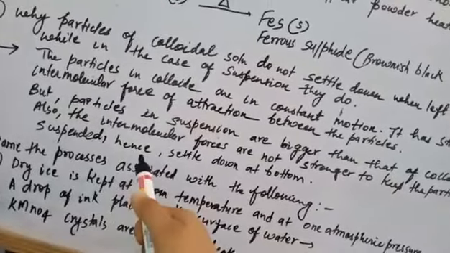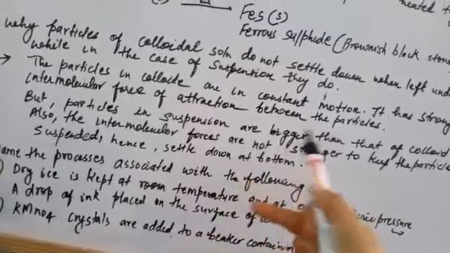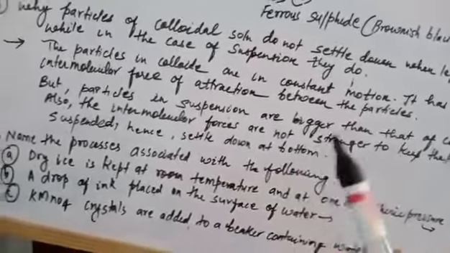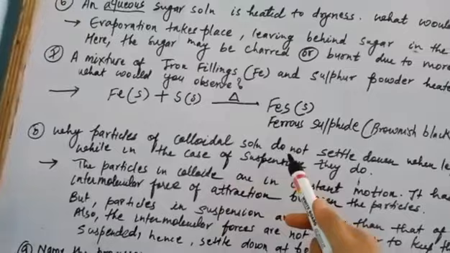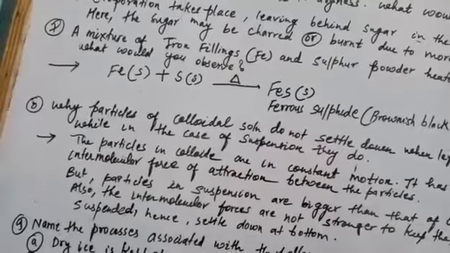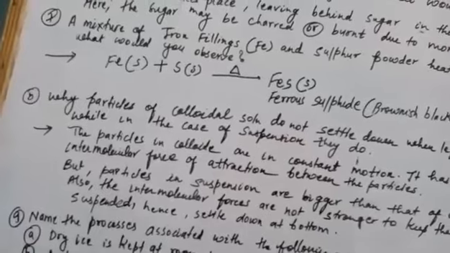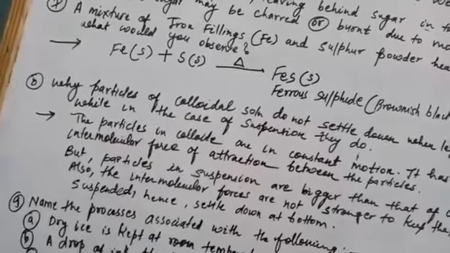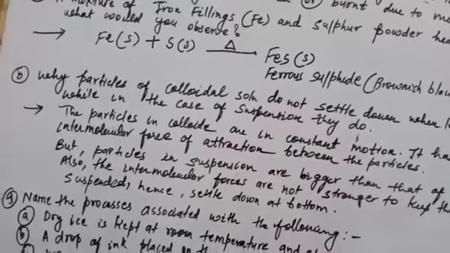So what happens here is, because the intermolecular forces between the suspended particles are not strong, they just settle down at the bottom slowly. This is the reason why the particles of a colloidal solution do not settle down: they are in constant motion. They keep moving in the space of the colloidal solution, and they also have a strong intermolecular force of attraction between the particles. That is why they stay in the colloidal solution only and will not settle down at the bottom.